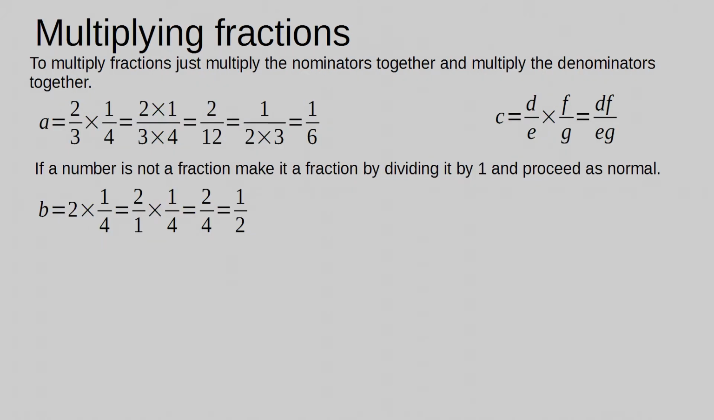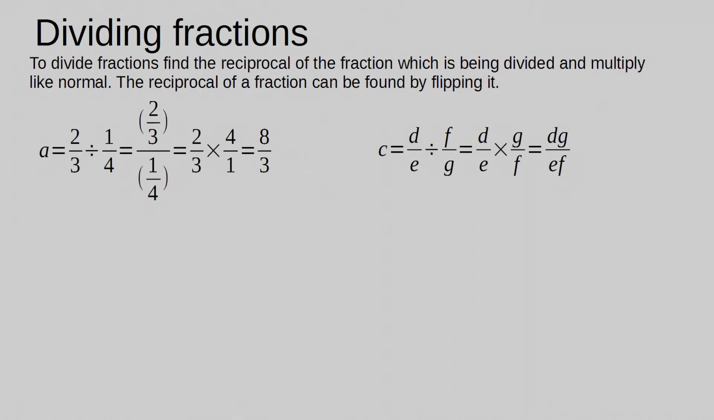Multiplying fractions is quite straightforward. All you need to do is multiply the top numbers together and the bottom numbers together, and potentially you may need to simplify. To perform division, you need to find the reciprocal of the second number, and the reciprocal is just the number flipped over. After you've found the reciprocal, you can then multiply the fractions to perform the division.